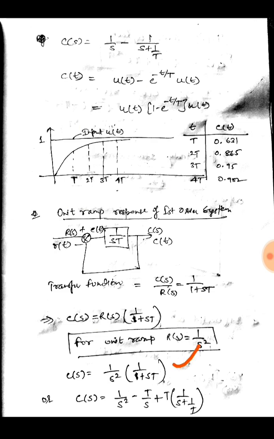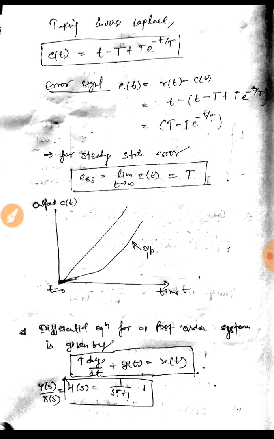So putting these values in this equation, I get 1 upon s square into 1 upon 1 plus sT. Using partial fraction I calculate, it comes out to be 1 upon s square minus T by s plus T into 1 upon s plus 1 by T. If I take the inverse Laplace transform of this function which I have calculated using partial fraction, I have split it into 3 parts. So it comes out to be c(t) is equal to t minus capital T plus T into e raised to power minus t upon capital T.